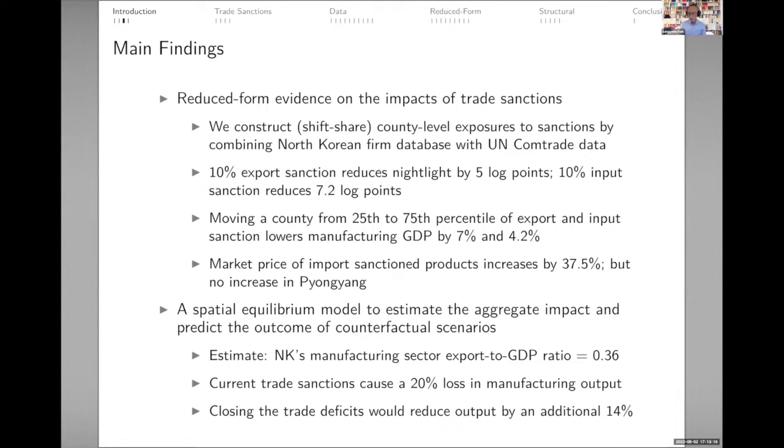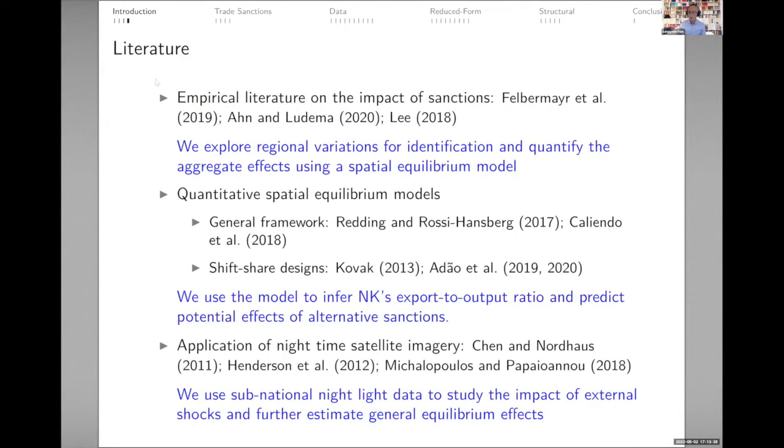And then as a counterfactual scenario, we see how closing the trade deficit is going to have an additional impact on North Korea's economy. And we see that it's going to lead to about an additional 14% loss in manufacturing output if North Korea has to close on their trade deficits with the rest of the world. Okay, so if you don't have any questions, I'll move on to the literature.